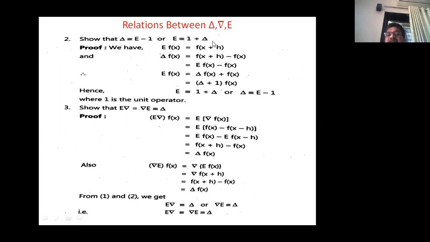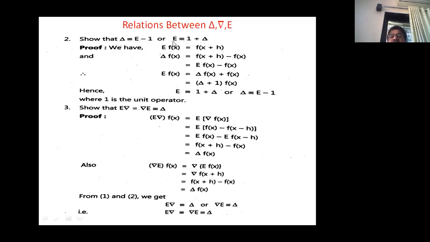Okay. So either prove it by this method, or show that E f(x) is equal to (1 plus delta) f(x). So find the value of E f(x), that is f(x plus h), and find the value of (1 plus delta) f(x). What is (1 plus delta) f(x)? It is delta f(x) plus f(x), and what is delta f(x)? It is f(x plus h) minus f(x). So minus f(x) and f(x) get cancelled, and therefore we have f(x plus h), and that is equation number 2. So this is equation number 1, and that (1 plus delta) f(x) is equation number 2.